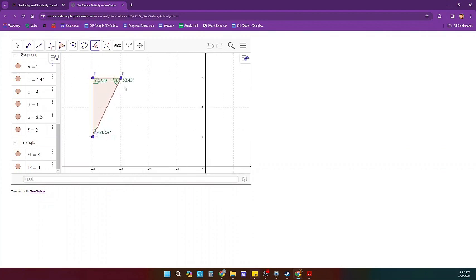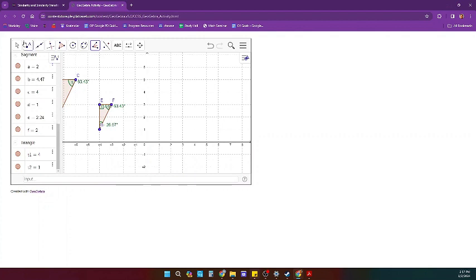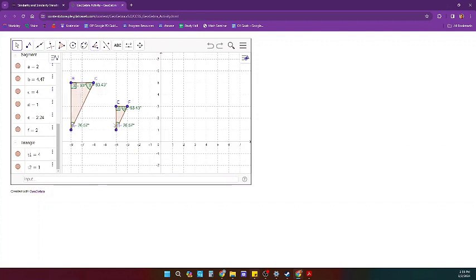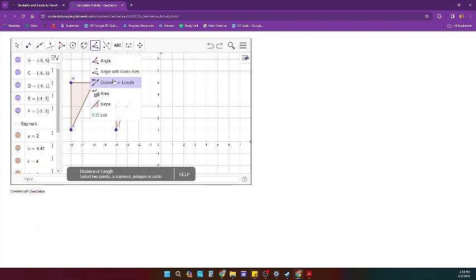We have 90, 63.43, 26.57. And we have 90, 63.43, and 26.57. So, yes, they do have equal angles to one another. So, that part is confirmed. So, we're on our way to proving that they are similar. The angle part is taken care of. But now we need to check whether or not the sides are proportional, and I'll go over that right now.